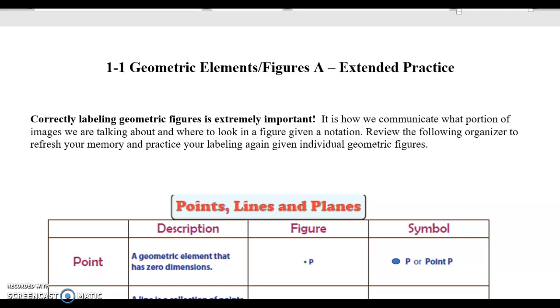It's all about practice. Last week we looked at geometric elements and figures, those basic fundamental building blocks, and we want to make sure that we're confident and that you are successful in labeling and identifying so that moving forward, we don't struggle with that concept. So this week again is all about practice. You're going to have a couple different activities.